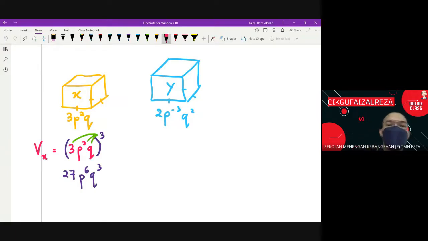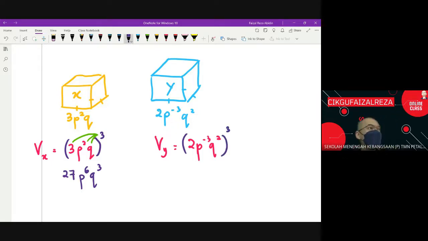Now I want to find my volume Y. So it's going to be the same, 2p negative 3 q square. So you are going to have the same one because it's volume, right? Okay. So first, 2 cubed, what do you get? 8. After that, p negative 3 with 3 there, you are going to get p negative 9, and q, 3 times 3, 9. Sorry, q 2 over here, you are going to get 6. Okay. Can you understand? For our indices over here, that's going to be our volume.